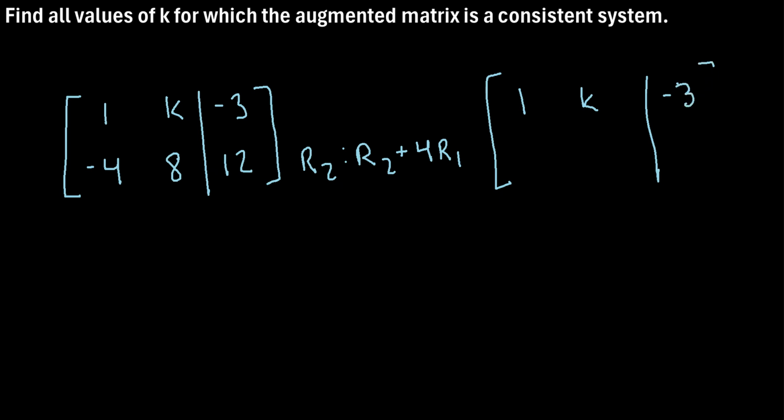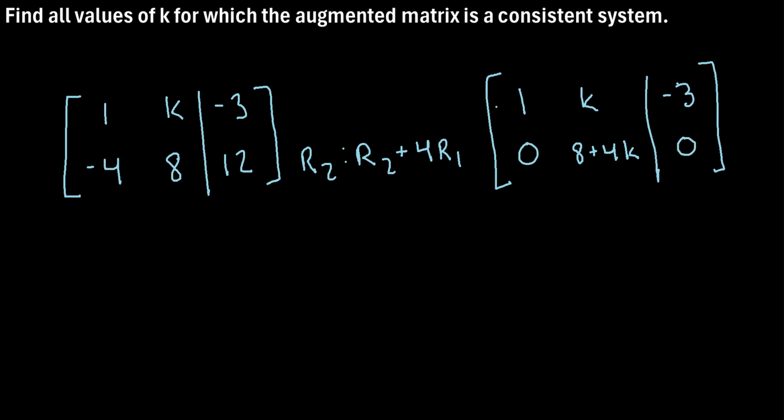Negative 3. And the second row will become negative 4 plus 4 times 1, which is 0. And then we have 8 plus 4 times k. So let's write 8 plus 4 times k. And this last value would be 12 plus 4 times negative 3. So 4 times negative 3 is negative 12. So we have 12 minus 12, which is 0.